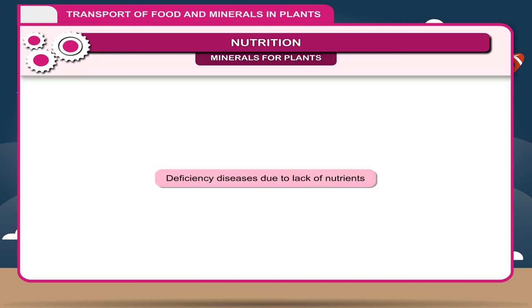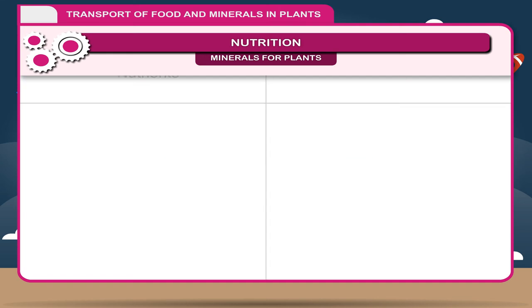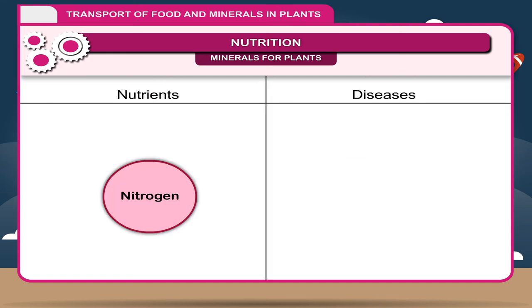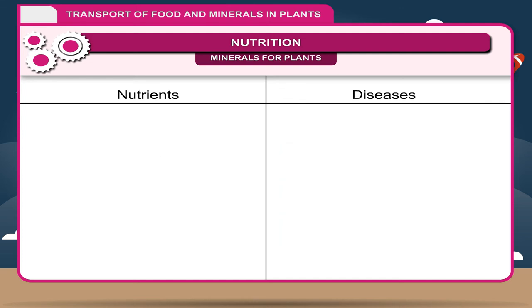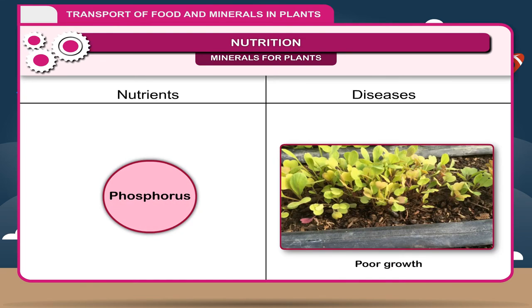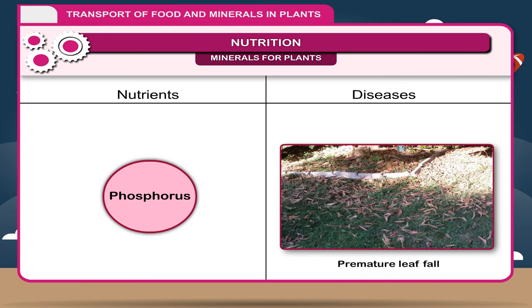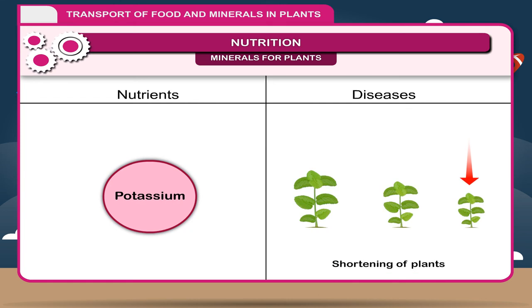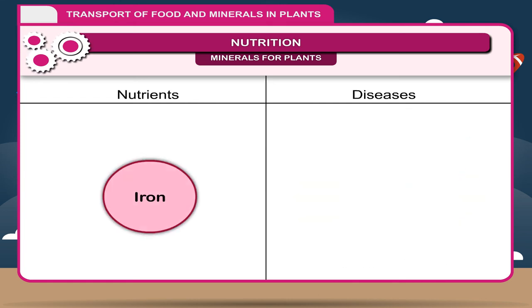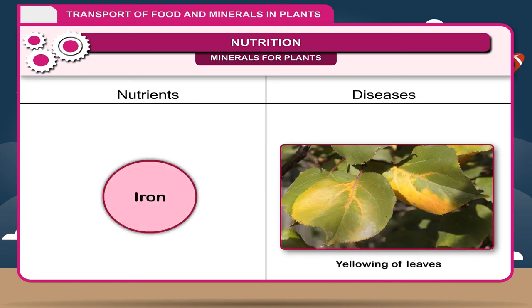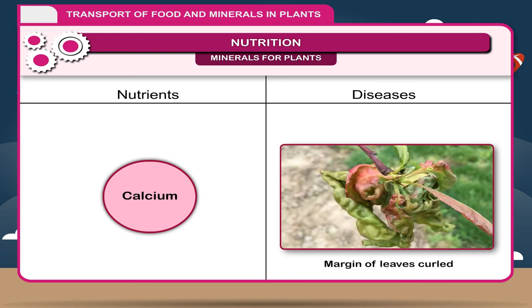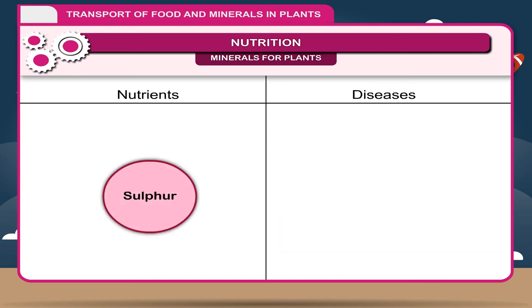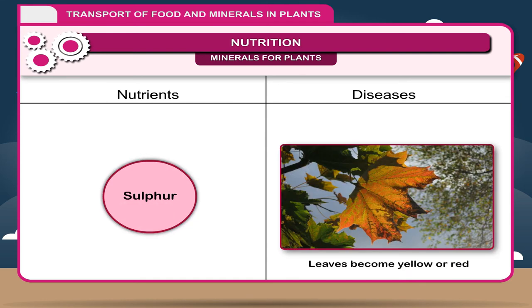Deficiency diseases due to lack of nutrients. Nutrients, diseases. Nitrogen, yellowing of leaves, chlorosis. Phosphorus, poor growth, premature leaf fall. Potassium, shortening of plants. Iron, yellowing of leaves. Calcium, plants remain dwarf, margin of leaves curled. Sulfur, leaves become yellow or red.